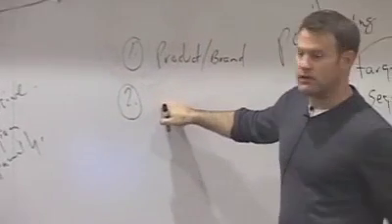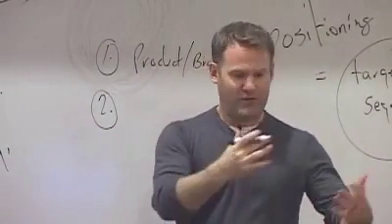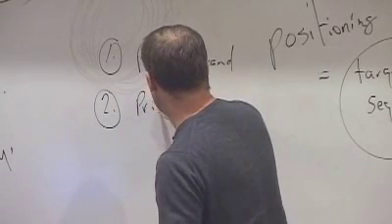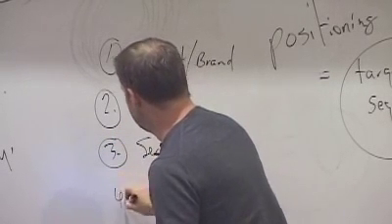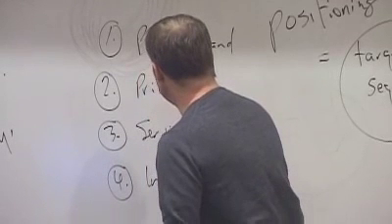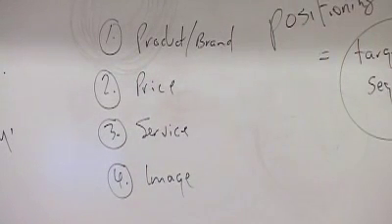One is, I think you guys are good. Price, yeah. We can put price up there. Let's put price up there. I was going to say service, right? Maybe number 4 would be image, right? You can think of lots of ways that you can actually differentiate.